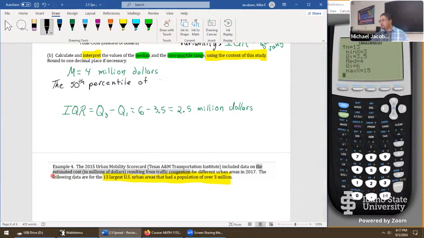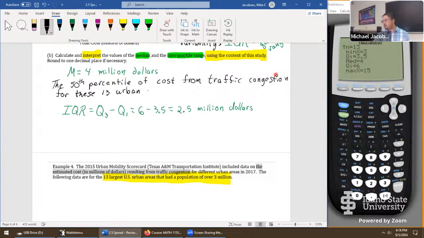So we'll say, sorry, say again. Yeah, pretty much, absolutely. The 50th percentile of cost from traffic congestion. And then as you said, it's not for every city, it's for the 13 largest urban areas. But again, one thing we don't want to have to do is just copy the whole problem each time we say it. If you abbreviate this a little bit, that's completely fine and expected as well. So we could say the 50th percentile of cost of traffic congestion for these 13 urban areas.